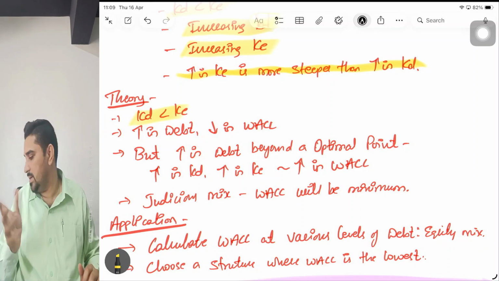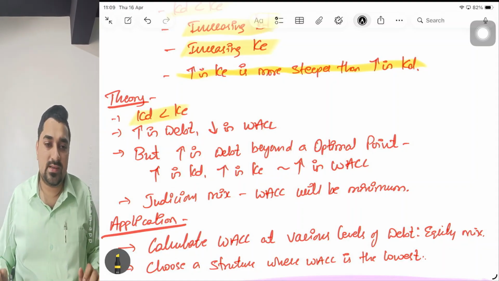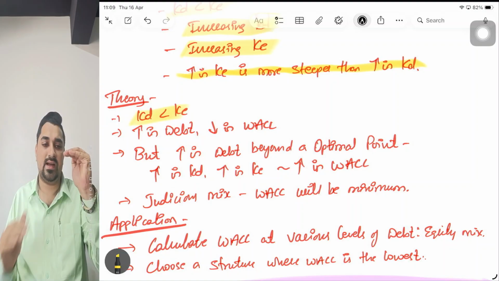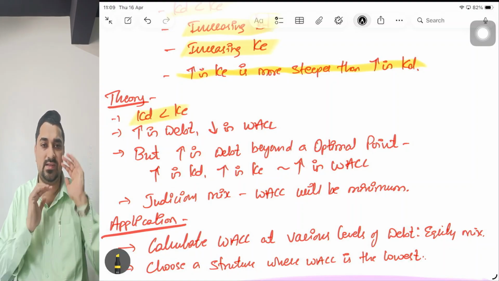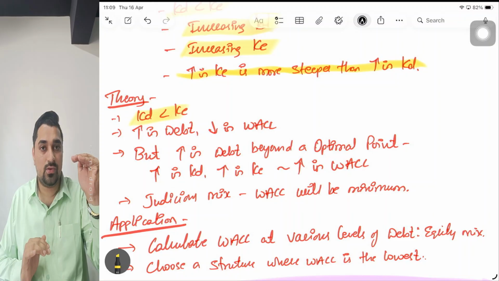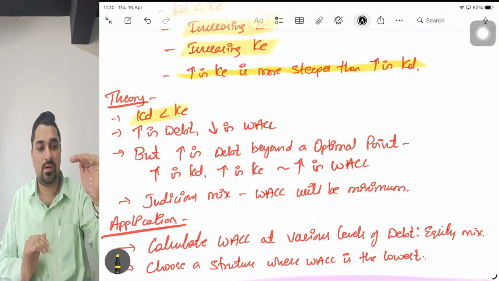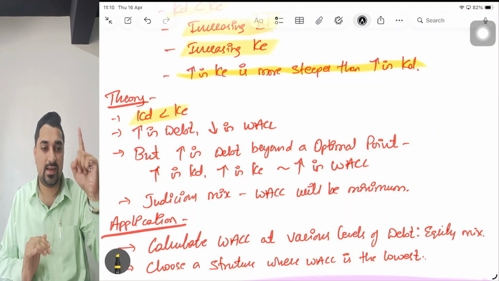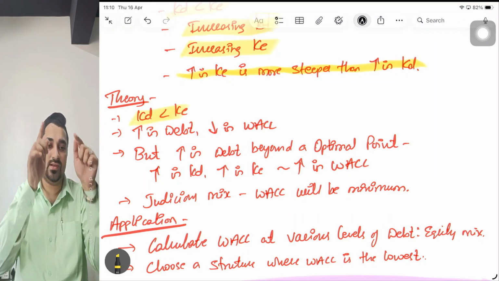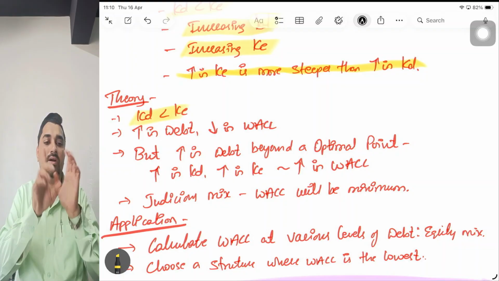Understood? Again, I'll repeat. What does the traditional theory say? Debt is a cheaper source of finance. Increasing the proportion of debt in the capital structure will cause a reduction in WACC. Till here it is fine. But if the debt proportion goes beyond the optimum point, my KD will also start rising, my KE will also start rising, and my WACC, instead of coming down, will go up.